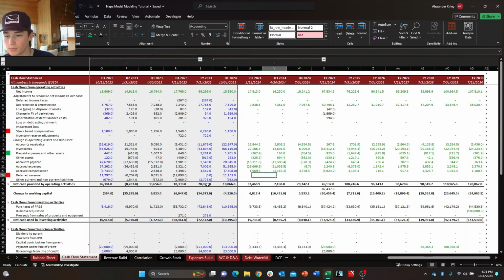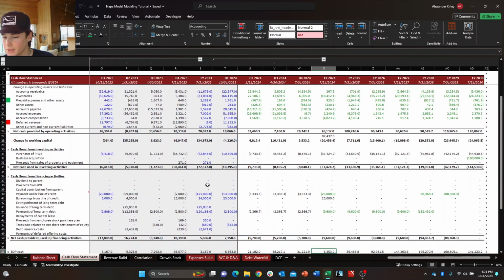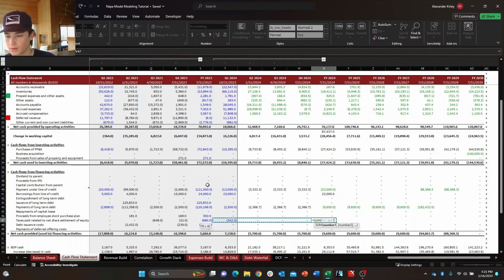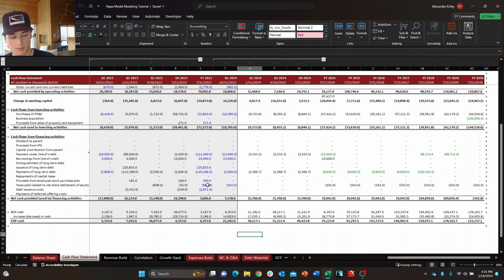Deferred revenue, we'll get into that. We'll get into this as well. Dividend from parent, we'll keep that 0. All these zeroed out. Taxes paid related to, bam. Okay, wonderful.